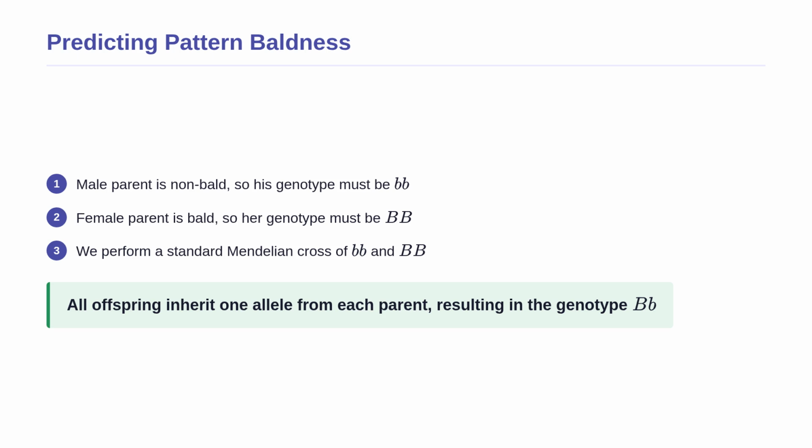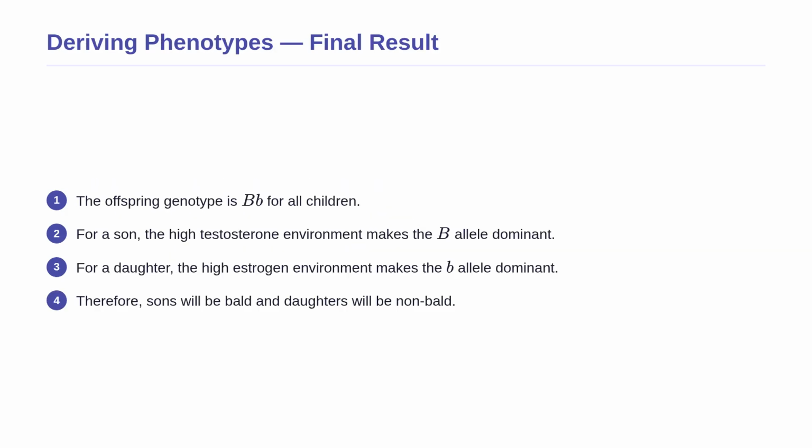When they reproduce, each passes exactly one allele to their children. Therefore, 100% of their offspring will inherit the heterozygous genotype, capital B, lowercase b. Physically, this means every child carries the exact same genetic code for this trait. So we have proven that all children have the heterozygous genotype. This brings us to deriving their actual physical appearance.